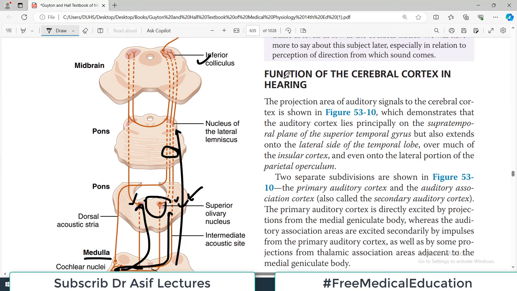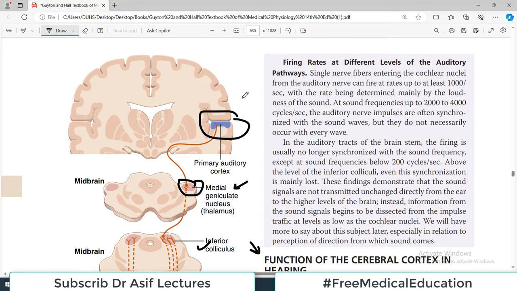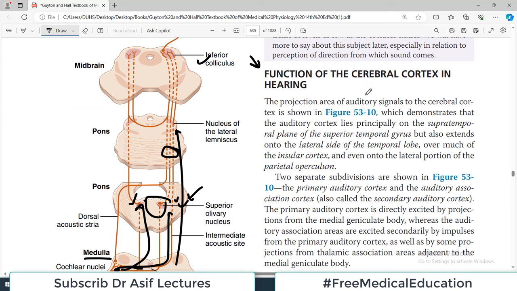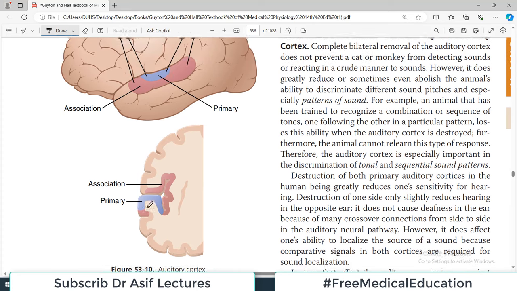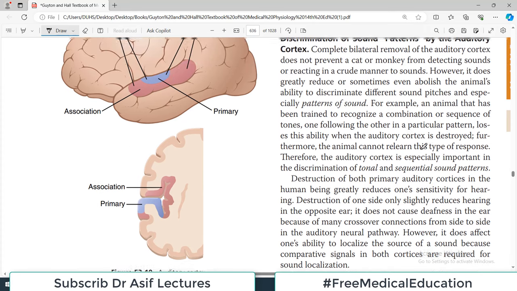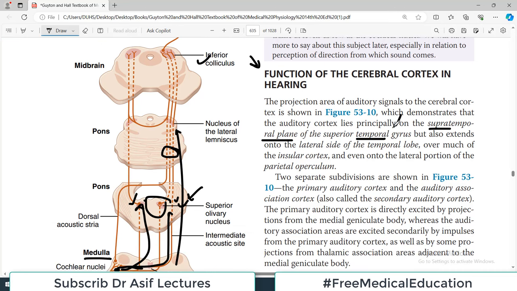Now, function of the cerebral cortex in hearing. Obviously the primary auditory cortex is in the cerebral hemisphere. The projection area of the signals to the cerebral cortex is shown in figure 53-10. So that's the auditory cortex, showing you the primary area and then the association area, which demonstrates that the auditory cortex lies principally on the supratemporal plane of the superior temporal gyrus.